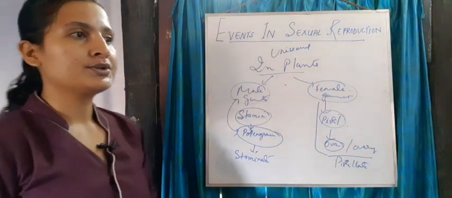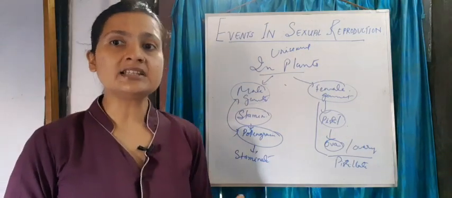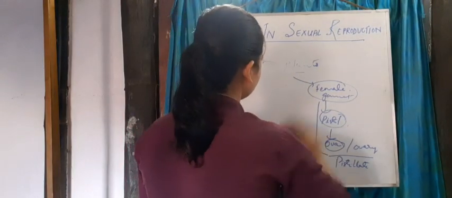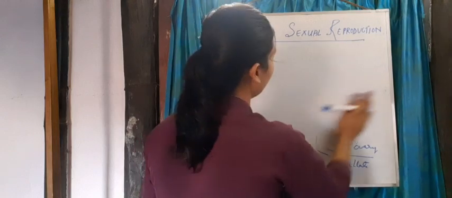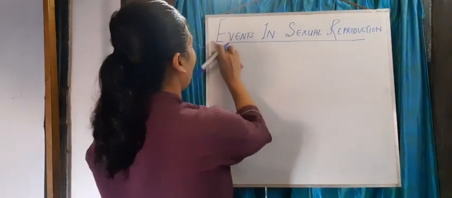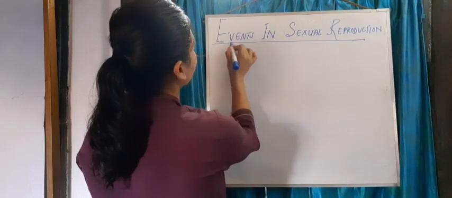Now the next question is cell division: how these gametes are produced. Cell division takes place by two methods, mitosis and meiosis, and this topic is taught in first year, right?